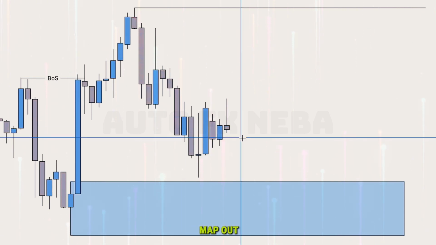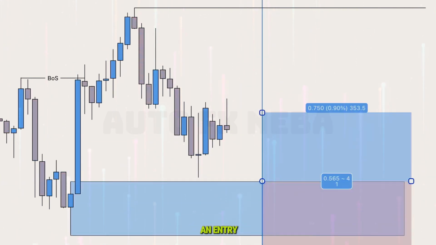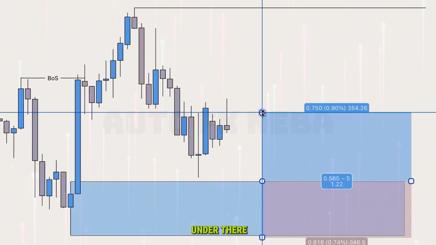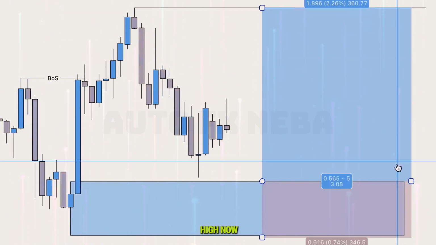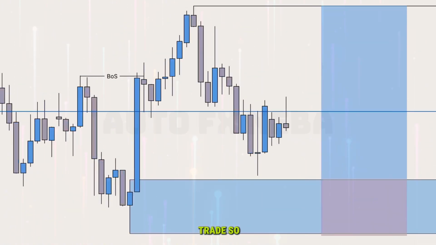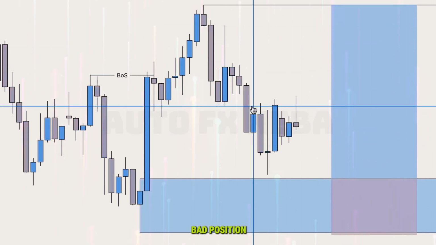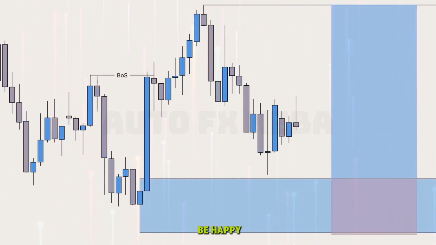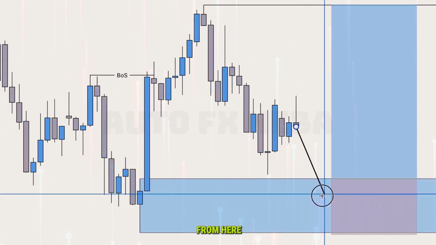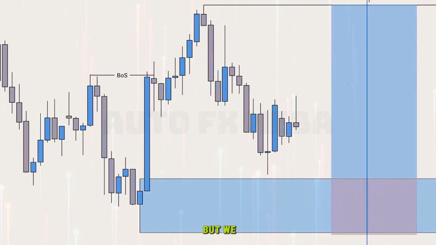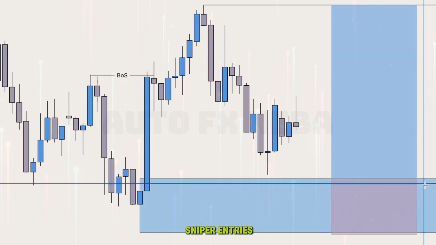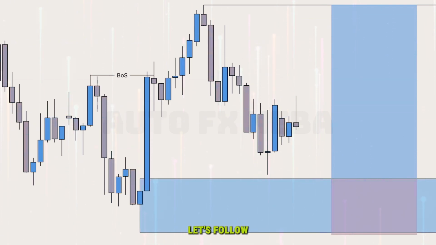If we were to map out our long position, we would have an entry there, stop loss under there, and a target up into that high. Now this is a 3% trade, so it's by no means a bad position. This is something I'd be happy to take. You could get in from here and run it up to here, but we are talking about getting sniper entries. So let's follow that rule now and go from the 4 hour down to the 1 hour and see if we can find a refined opportunity.